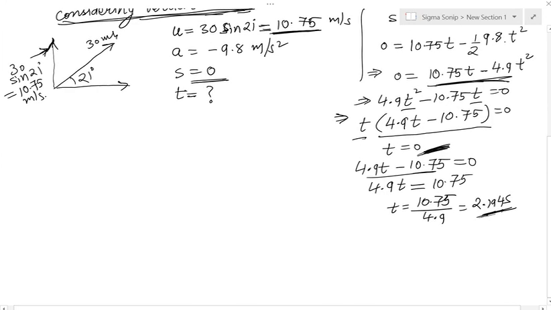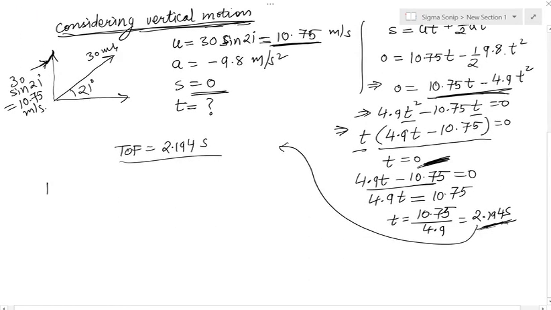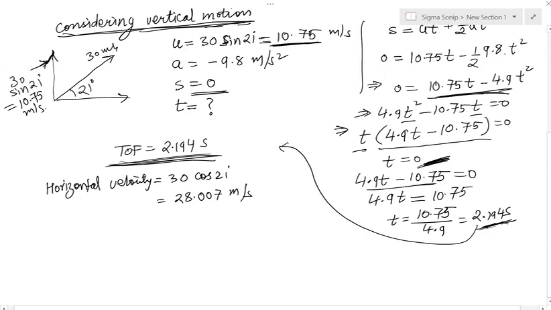All right, so now I have to come back here. I got my time of flight now. Time of flight equals 2.194 seconds. And all this while, what is happening in the horizontal direction? Our object has got a horizontal velocity as well. We haven't found that, so let's find that horizontal velocity, which equals 30 cos 21, and that will be 28.007 meters per second.